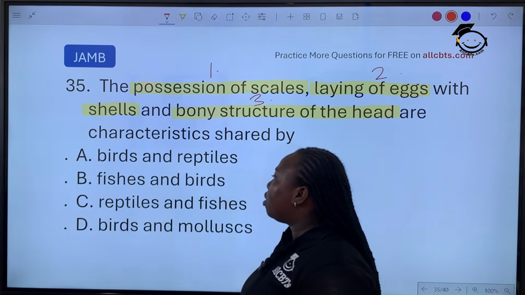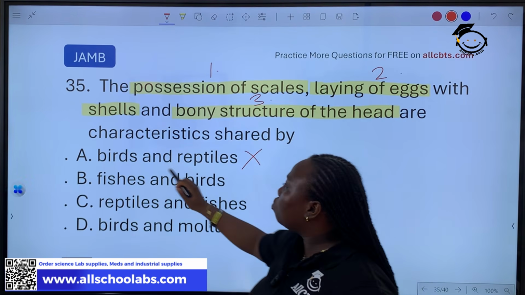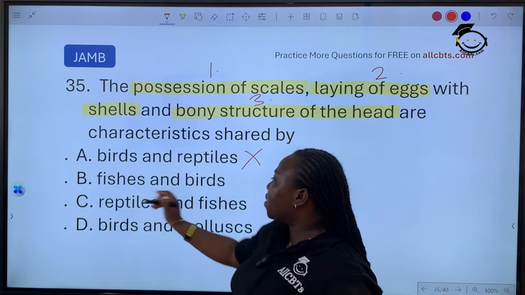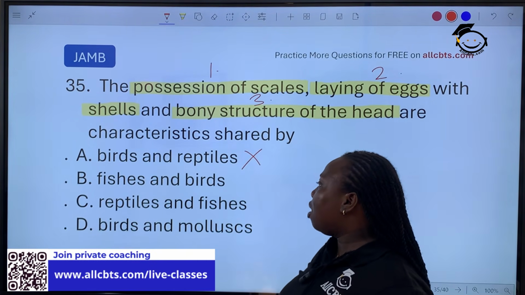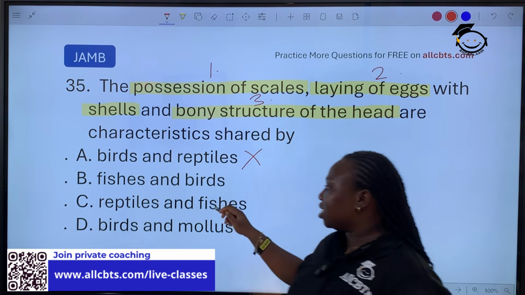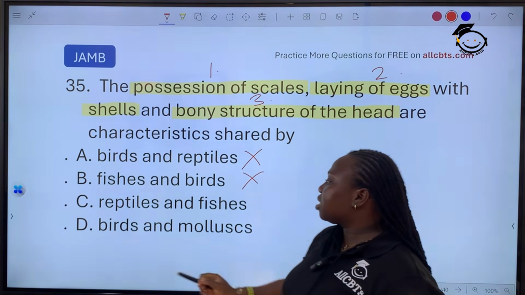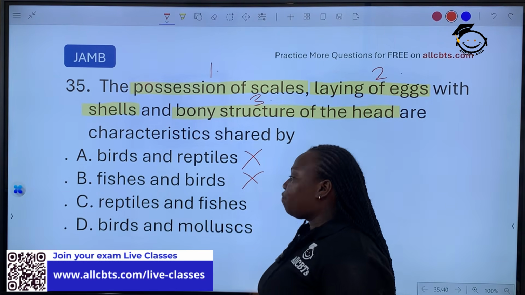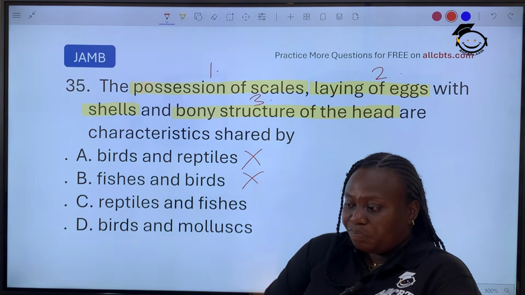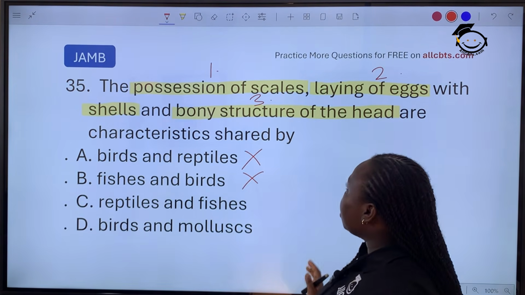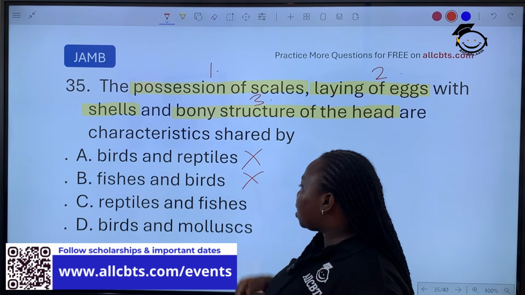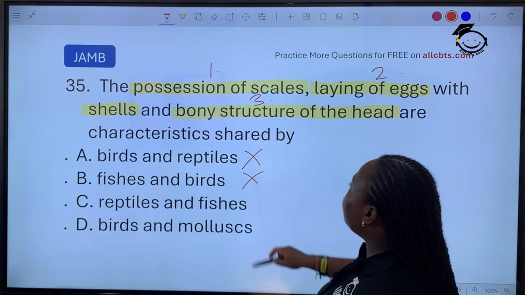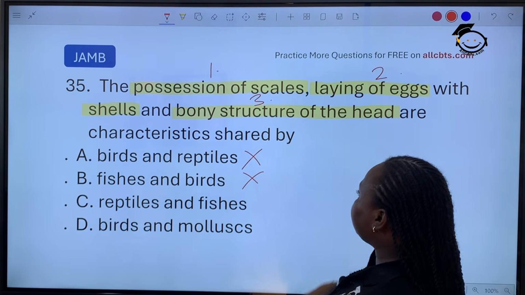A, birds and reptiles. It cannot be this option because birds don't have scales. Instead, they have feathers. B, fishes and birds. Now, the fact that birds is there, it cannot be our answer. C, reptiles and fishes. Okay, let's look at them. Scales, yes, reptiles have scales. Fishes also have scales that we normally peel when we want to wash our fishes. Yes. Laying of eggs. Fishes lay egg. Reptiles also lay egg. Okay. Then now we have bony structure of the head.